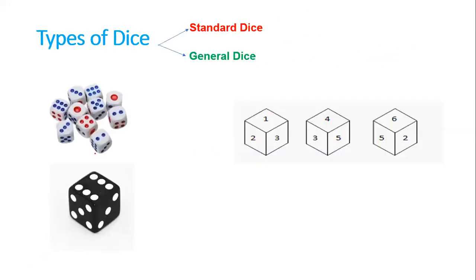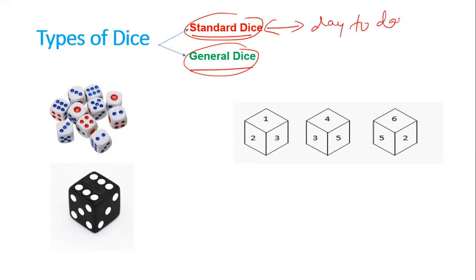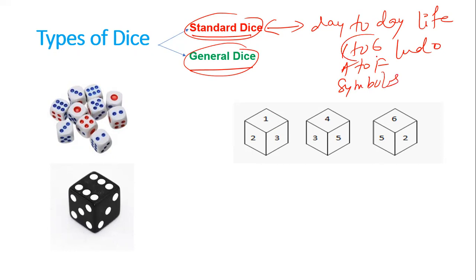So let's start. Now, first of all, when it comes to dice, there are two types of dice: standard dice and general dice. What is standard dice? What is general dice? Standard dice is what we see in our day-to-day life. That is the one which we use to play Ludo and different types of games. By the way, a dice can have numbers from 1 to 6, or letters from A to F, or different symbols. It can have anything on its faces. Normally we see numbers or letters, or it can have any other symbols as well.